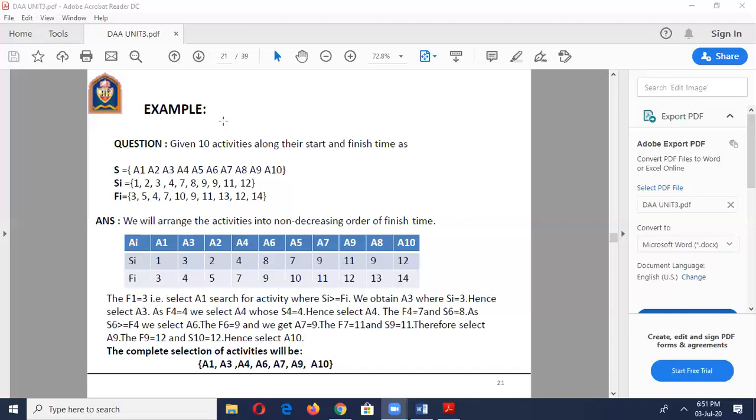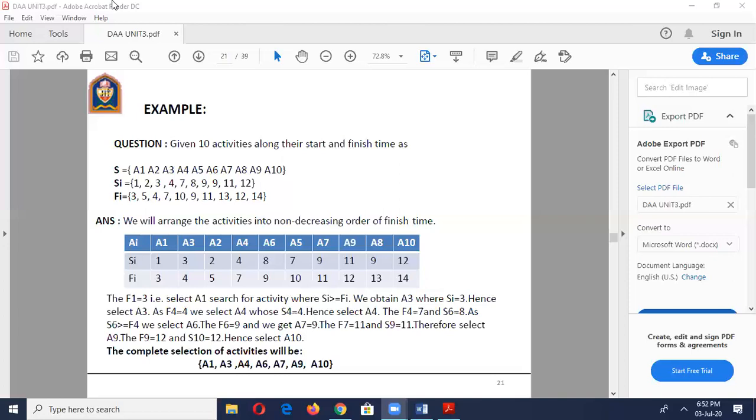So A3 is also taken. Then we are seeing A3's finishing time is 4, but A2's starting time is 2, so it is not possible. The condition is false. So A2 is eliminated. We have to see the next one, which is nothing else than A4. So we will arrange this.